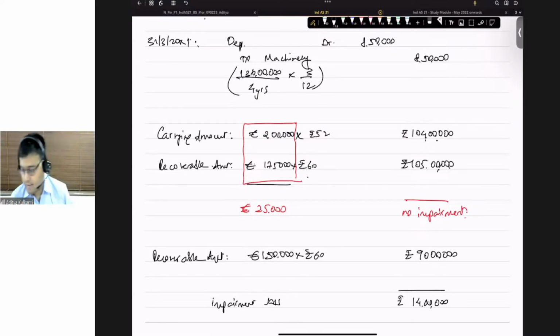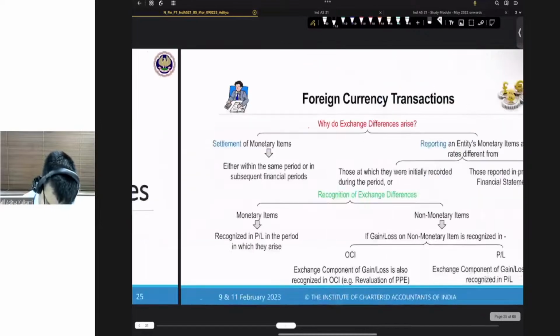Rupees 14 lakhs. All right. So that takes care of that question entirely. Okay. All right. Next. Let's move on to the next one.